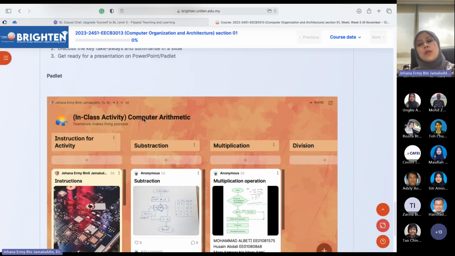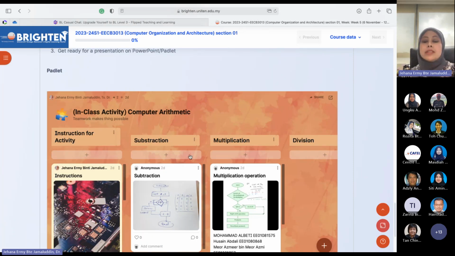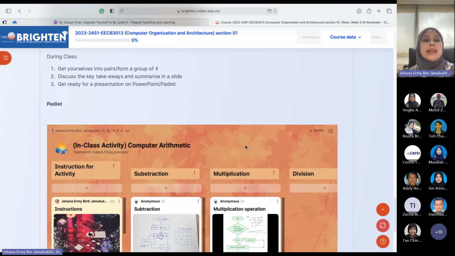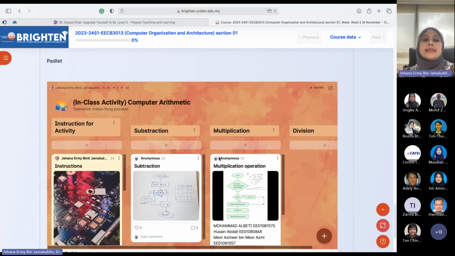And then they are going to just populate this. So the Padlet is given. So there's no excuse that it's not there. And every single student will be able to see whether or not their friends are responsive. So this is something that you can control. So discuss key takeaway. Okay, put instruction here, put instruction there. Right? Then get ready for presentation on Padlet. Up to you. You can use this and project to the wall, to the screen, and then discuss.